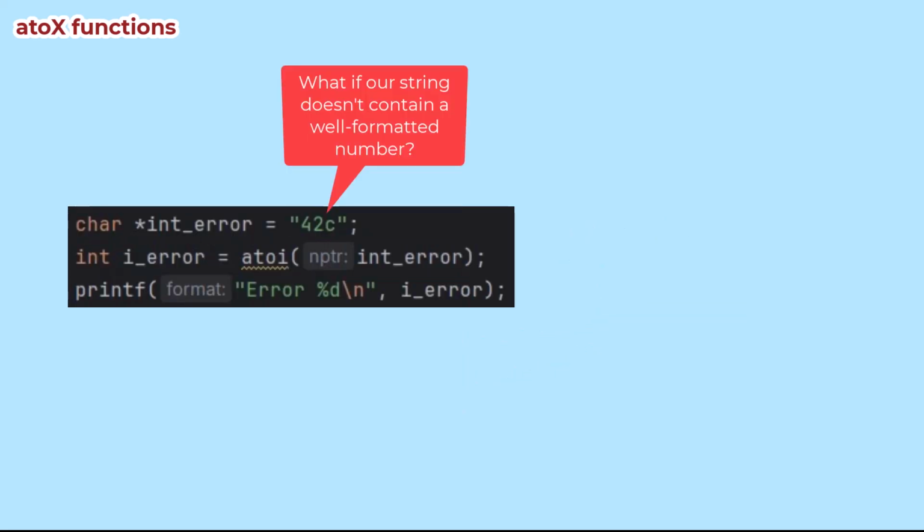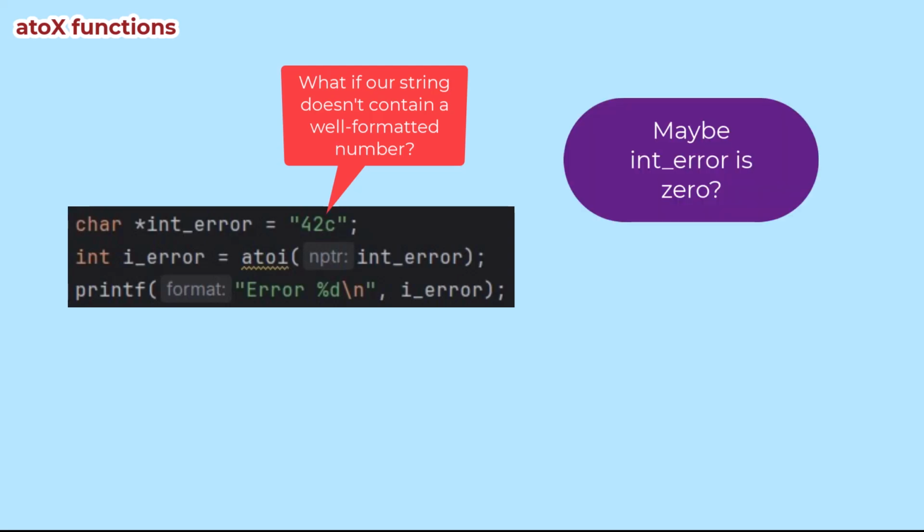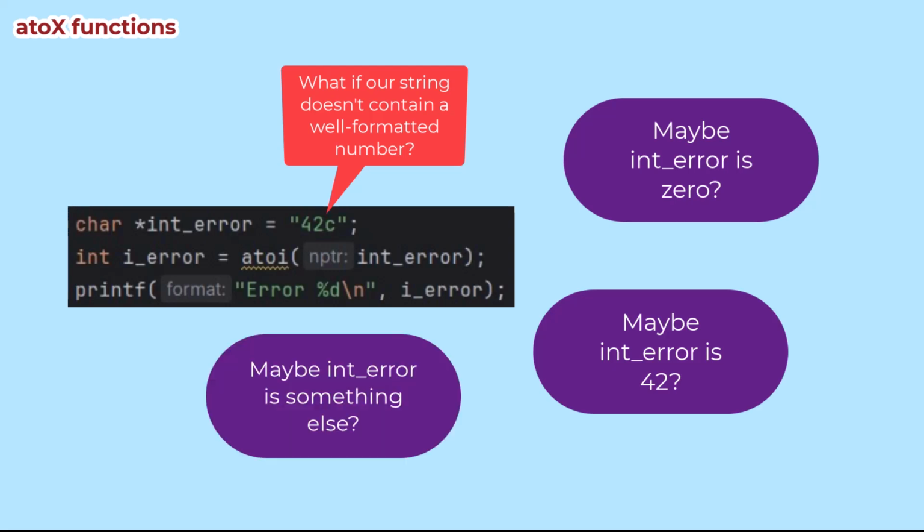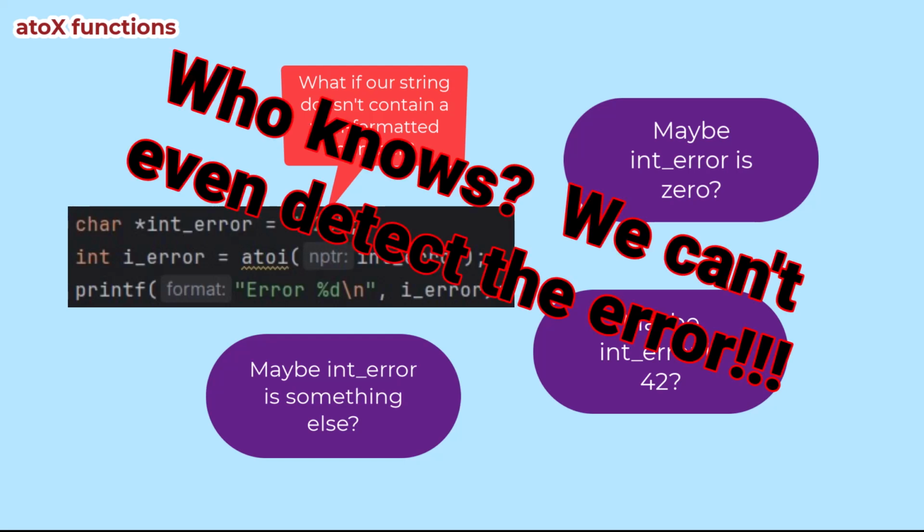However, there is a serious weakness to these. If they can't match the type you're looking for, their behavior is undefined. Depending on your compiler, it might return a 0. It might return a partial number if the string started with something that looked like a number. Or it could return some other arbitrary value. Worse yet, there is no way to detect that that error has occurred.